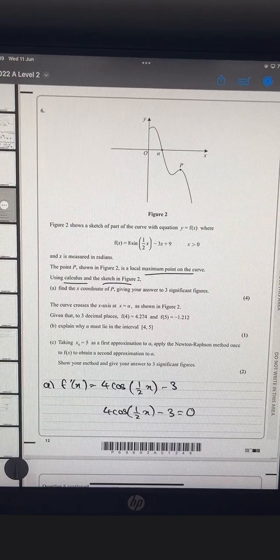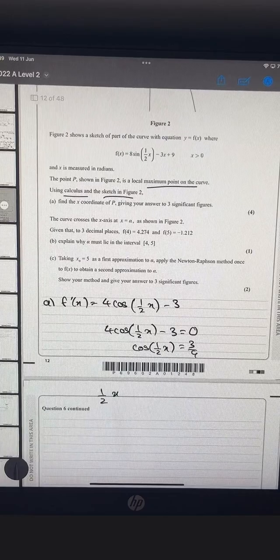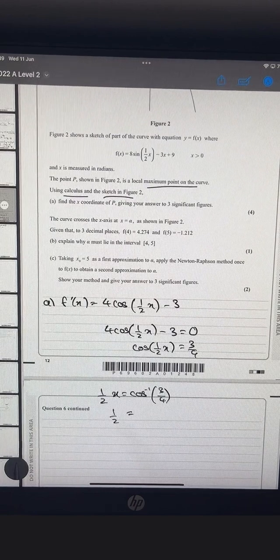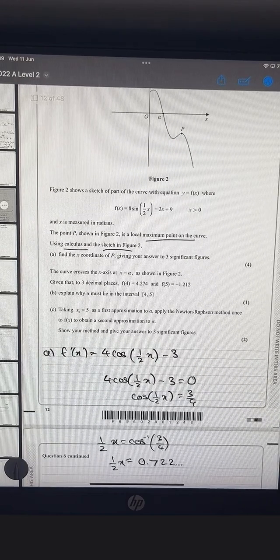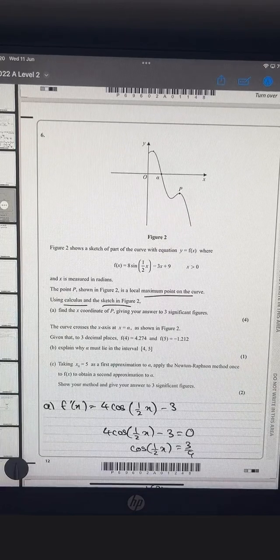So if I solve this, I have cos of a half x is equal to 3 over 4. I just added 3, then divided by 4. So I'm going to scroll down a bit. A half x is equal to cos minus 1 of 3 over 4. And remember to be in radians. So a half x is going to be equal to 0.722... And now I would think that that is my solution, but it's not, because remember, it says to look at the sketch. Here in my sketch, I've got a turning point up here, which is a maximum, but then I've also got a turning point down here, which is a minimum.